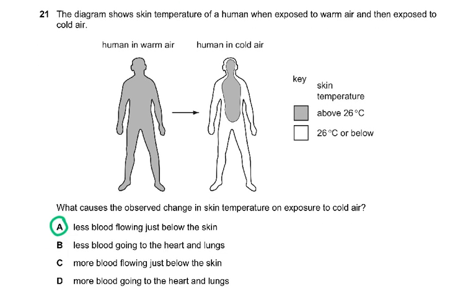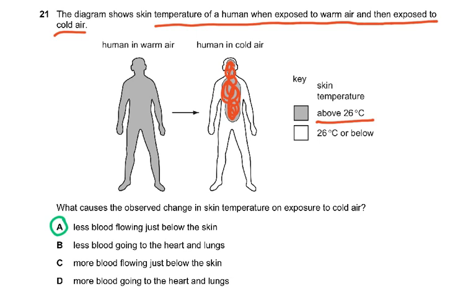Then coming on to question number 21. The diagram shows skin temperature of a human when exposed to warm air and then exposed to cold air. Naturally, if you enter a very hot room, your whole body gets heated up because of the environment temperature. But if you're in cold air, your extremities get cold. There's vasoconstriction of your distant body parts, and your core body, which is your heart and your lungs and your liver, will be kept at a higher body temperature. So this shaded area in cold air is the core body.